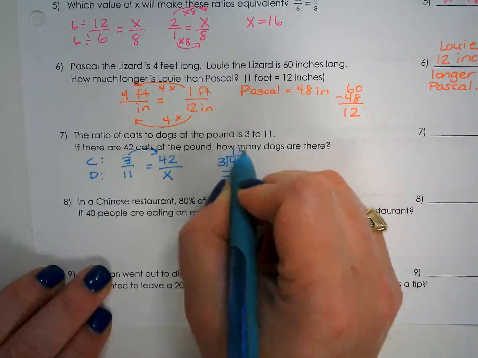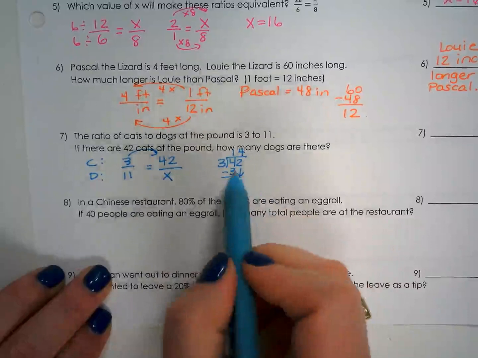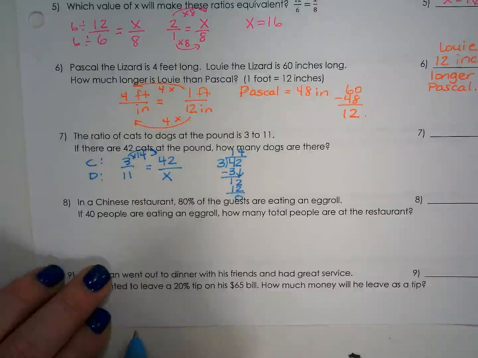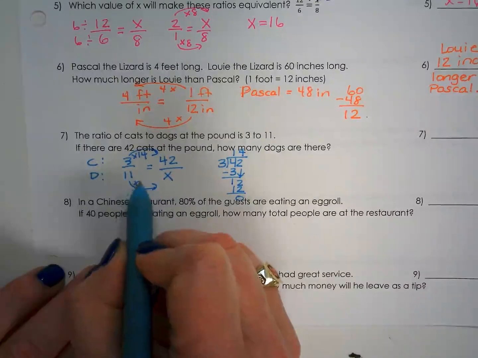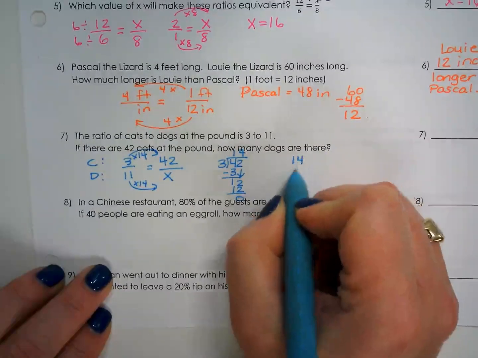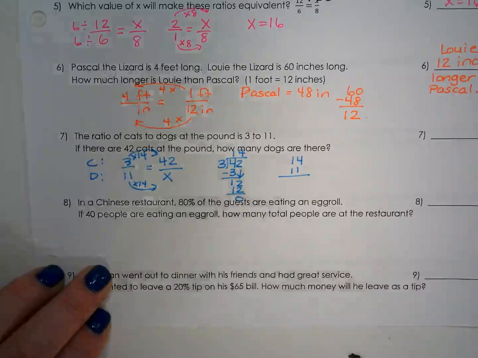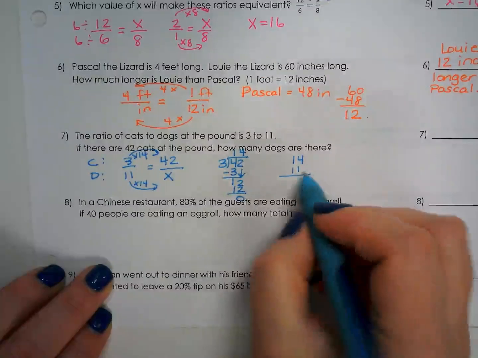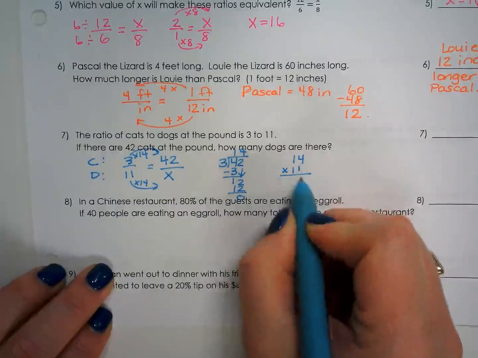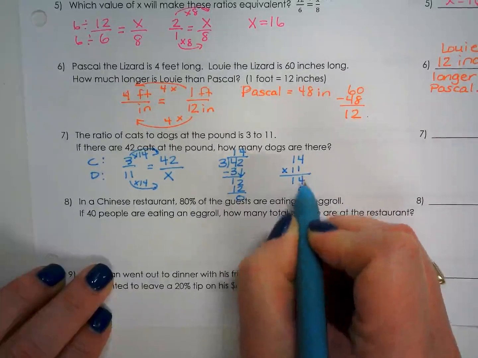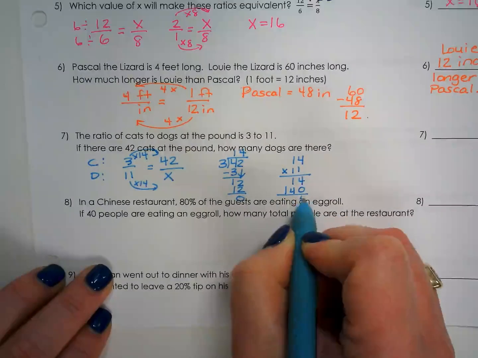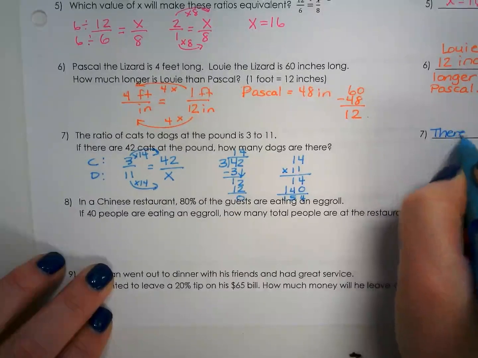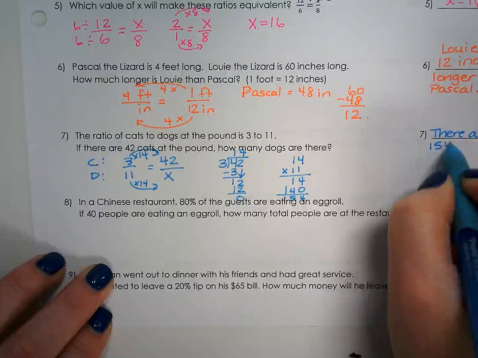3 goes into 12 4 times. I've got no remainder, so it looks like 3 goes into 42 14 times, which means 3 times 14 is how I got 42. Whatever I do on the top, I'm going to do on the bottom. So let's do 14 times 11. And you can do it in either order because the commutative property of multiplication says it doesn't matter what order I multiply in. I like this method because the multiplication is going to be the easiest I can make it. Don't forget to put your 0 placeholder when you go to the next row. So it's 154. There are 154 dogs.